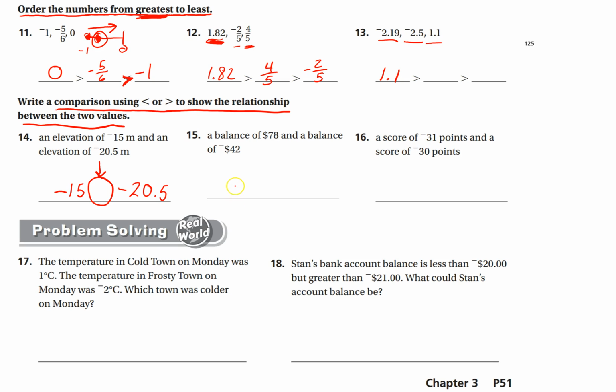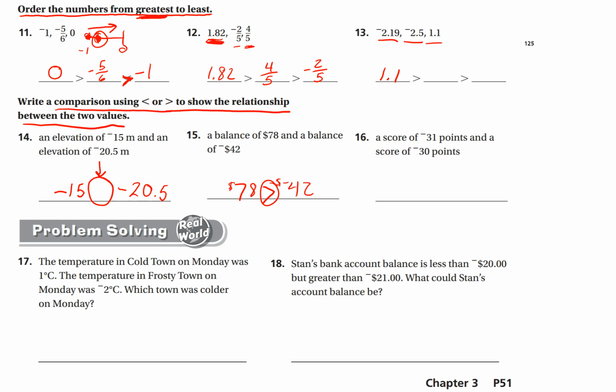Number 15, again, $78 compared to negative $42. And of course, having money is always going to be more than owing money. And I'll let you set up 16 on your own.